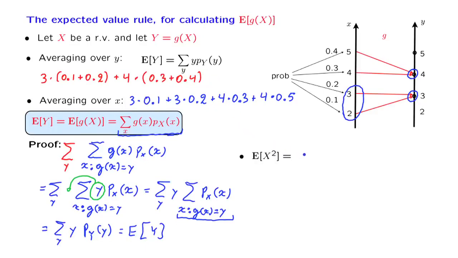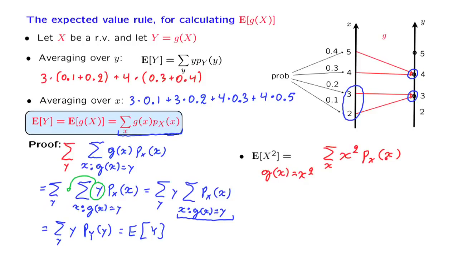The expected value rule is really simple to use. For example, if you want to calculate the expected value of the square of a random variable, then you're dealing with a situation where the g function is the square function. And so the expected value of x squared will be the sum over all x's of x squared weighted according to the probability of a particular x.